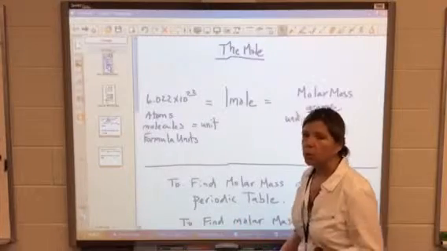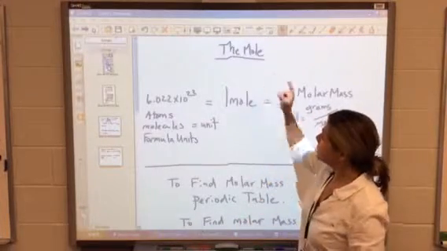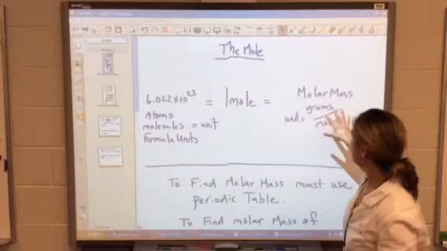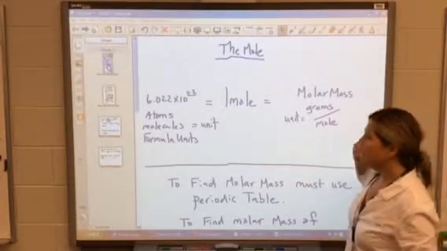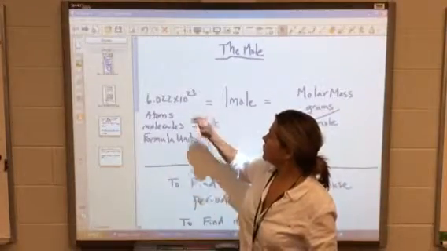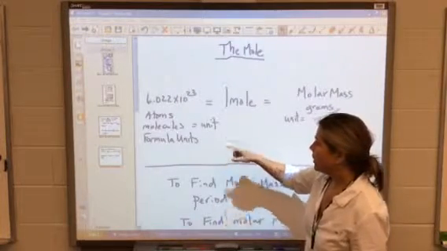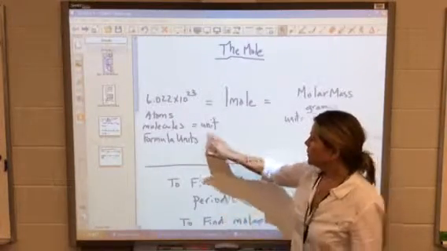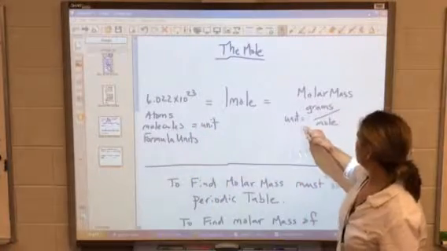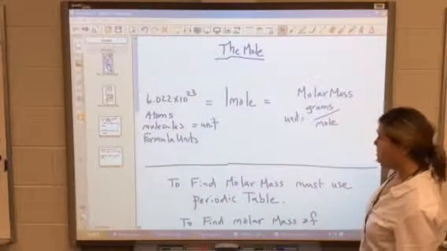The mole and mole conversions. One mole is equal to the molar mass of an element, or it's equal to 6.022 times 10 to the 23rd particles, as we like to call them, of atoms, molecules, formula units. So this is the unit, and this is the unit for molar mass, grams per mole.